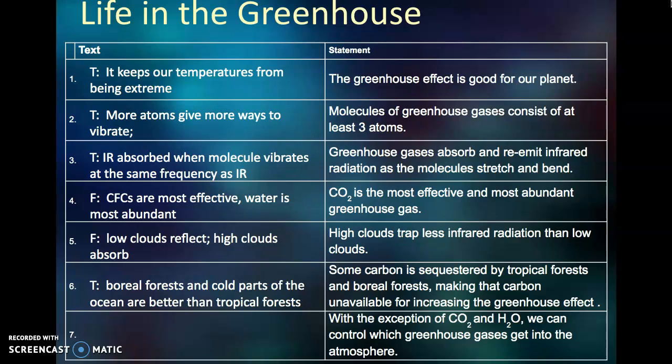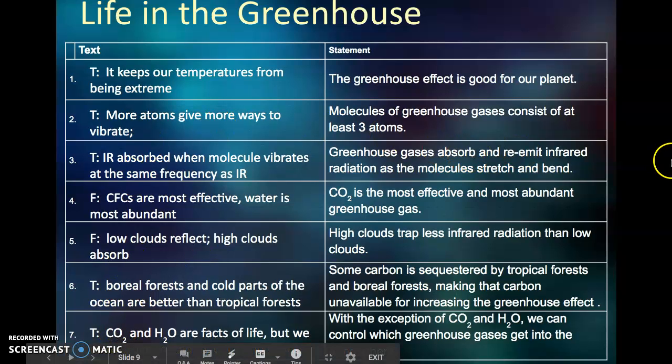With the exception of CO2 and H2O, we can control which greenhouse gases get into the atmosphere. True or false? Can we control most of the greenhouse gases? We absolutely can. Human beings naturally produce carbon dioxide and water, right? When we exhale on our breath, there are carbon dioxide molecules and water molecules. But other greenhouse gases, like methane gas and the deadly chlorofluorocarbons and dirty ozone and others like SOx and NOx, these can be prevented by mankind. Okay. And I would say that carbon dioxide can be greatly reduced as well.